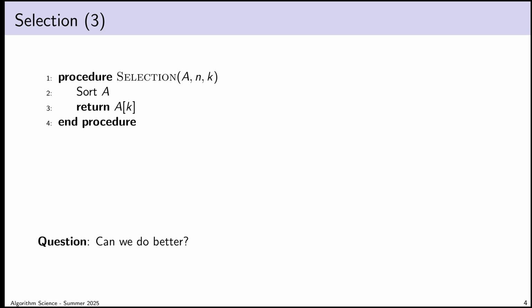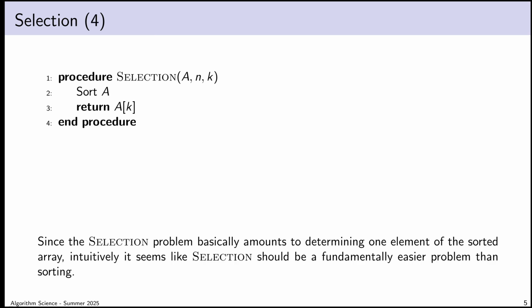That's the usual question. And I think the answer sort of has to be yes. I don't really have a good explanation for why I think that. It just feels like the selection problem is easier than sorting. It feels like if all you want is one element of a sorted sequence, shouldn't that be easier than getting the entire sorted sequence? Now nobody takes you seriously in math if you say that something feels like there should be a better solution. So instead I'm going to say, intuitively it seems like selection should be a fundamentally easier problem.